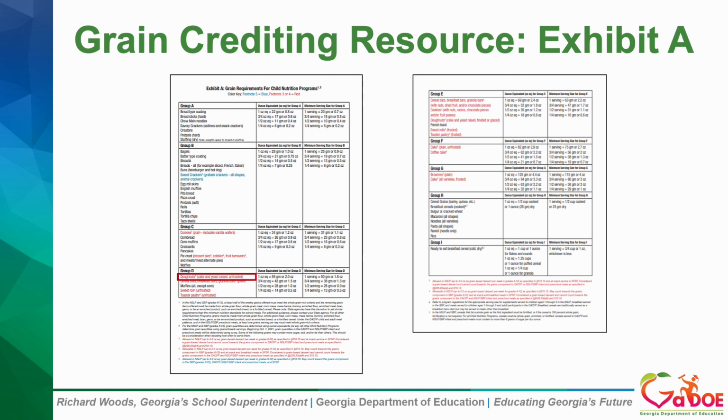It is defined by group and has specific grain items within that group. It also tells you the ounce equivalents for the group and the minimum serving for the items listed. This tool is in the Resources section at the end of this presentation. As a reminder, you are not permitted to create a dessert recipe.